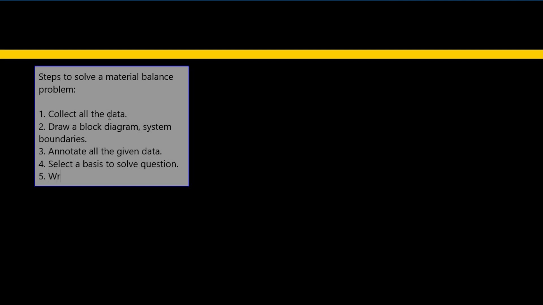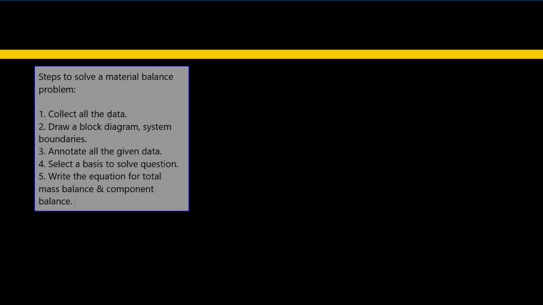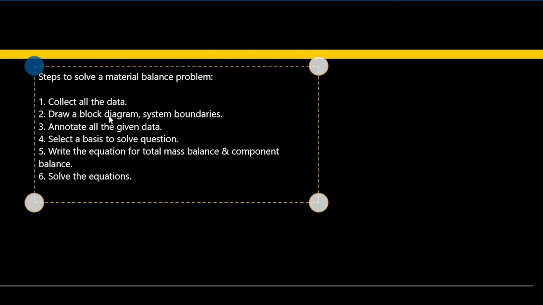Now the fifth step is to write the equation for total mass balance and component balance. And finally, you will have to solve the equations. Now let's look at these steps one by one. What do I mean by these steps?